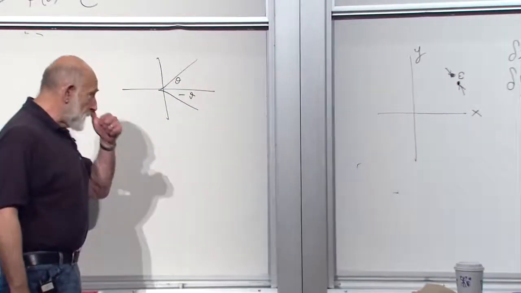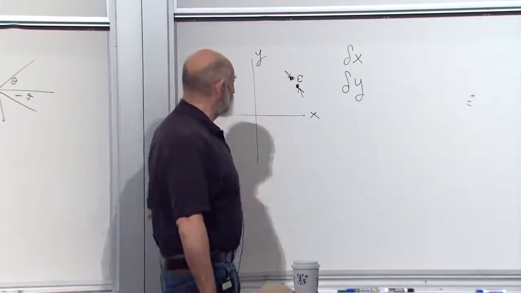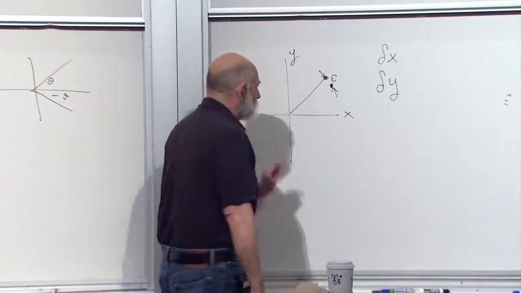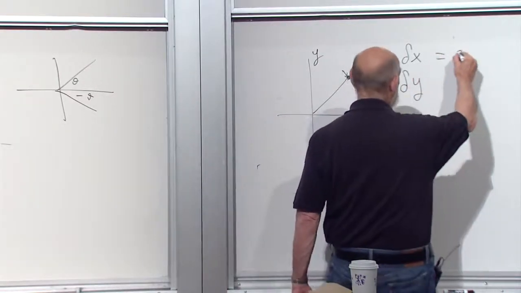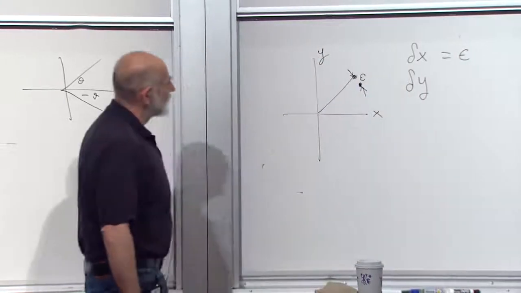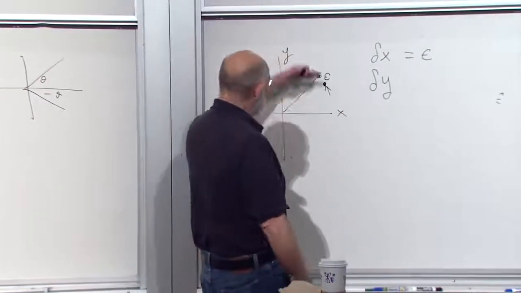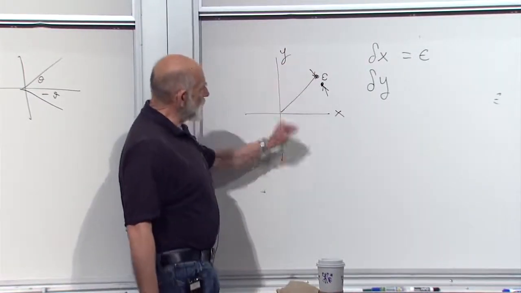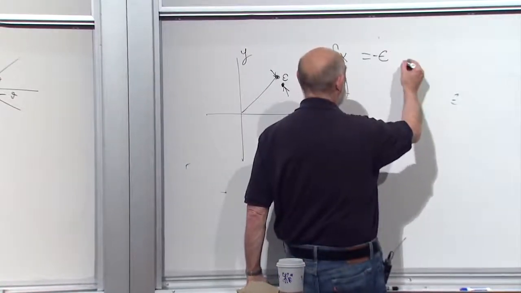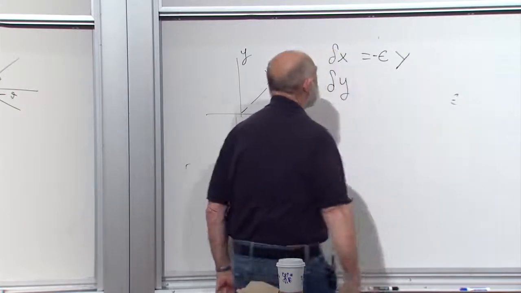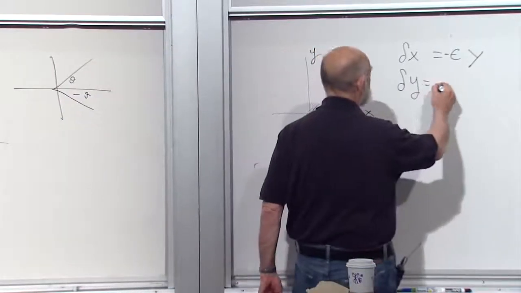Then what is delta x and delta y? I'll leave it to you to prove. This is a very simple exercise. It's just simple geometry. For a small epsilon, can anybody tell me what delta x is? It's of course proportional to epsilon. Minus y. If y is positive and you rotate, the change in x is negative. So it's got to be minus, and it's proportional to y. What about my delta y? That's epsilon times x.